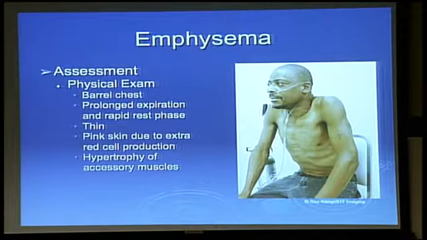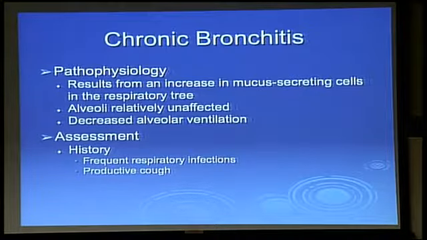Patients who have pure emphysema rather than a component of chronic bronchitis tend to be rather thin. They tend to be fairly pink. They just make extra red cells because they're constantly hypoxic. And then they have this hypertrophy of their accessory muscles. In chronic bronchitis, the issue is that you have an increase in the mucus secreting cells. The alveoli aren't as affected, but you have decreased alveolar ventilation. So these patients have a larger component of hypoxia, but it's still primarily an obstructive disease because they're not able to get the air out. So they tend to always have a productive cough, and in exacerbations that can increase.